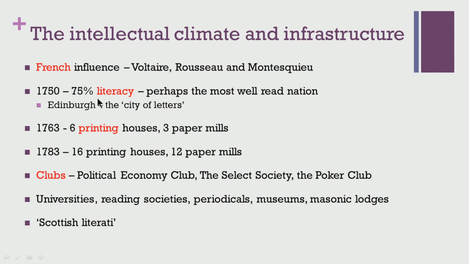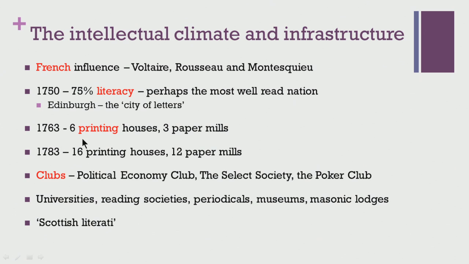So in terms of Scotland, it is very interesting to note that by 1750, Scotland had achieved 75% literacy. This also had led the rest of Europe to agree that they were perhaps the most well-read nation on earth at that point of time. And Edinburgh also gained this sobriquet, the city of letters.